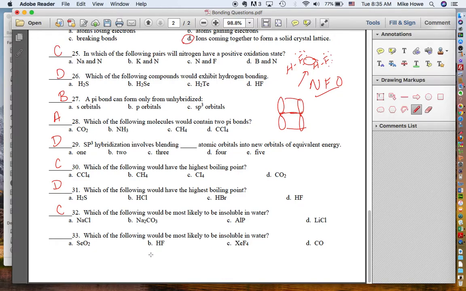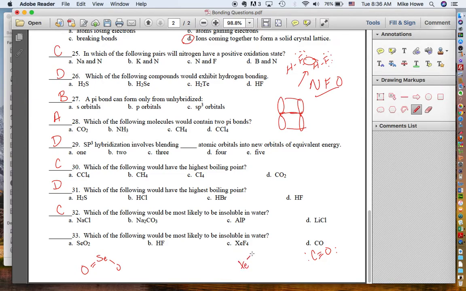And here, which one's most likely insoluble in water? Well, SeO2 would have a bent molecule when you actually draw the dot diagram with resonance. HF is hydrogen bonding, so that's not going to be insoluble. CO is going to be polar. So that leaves XeF4.